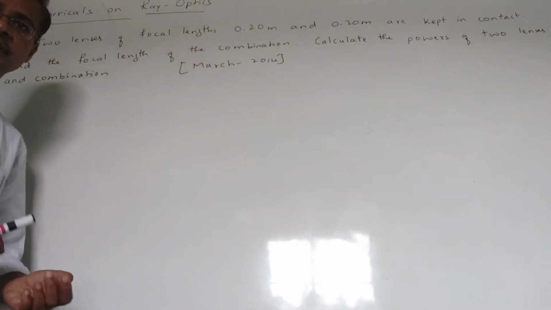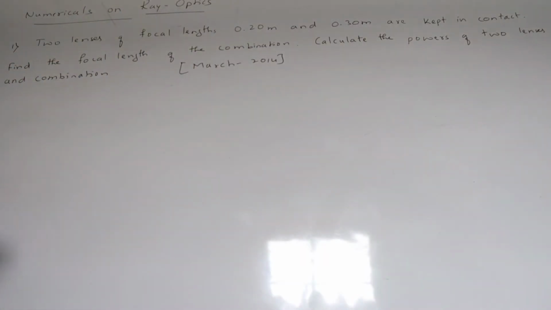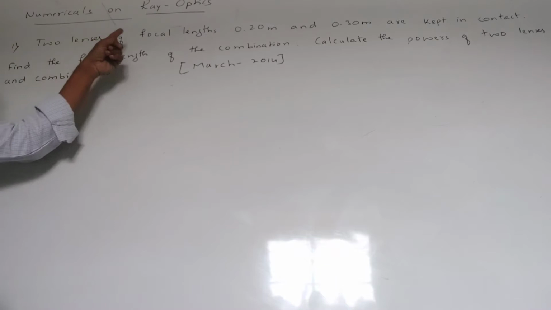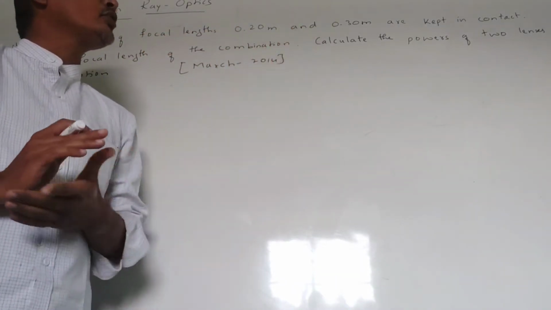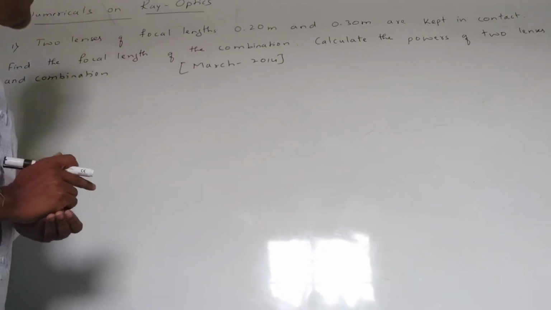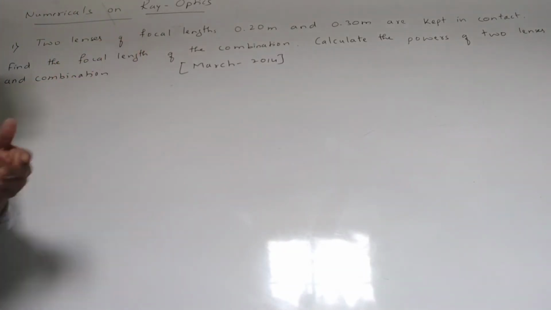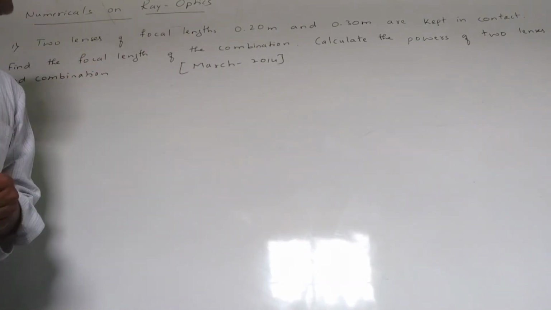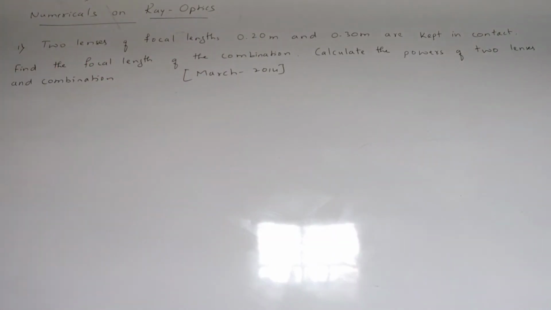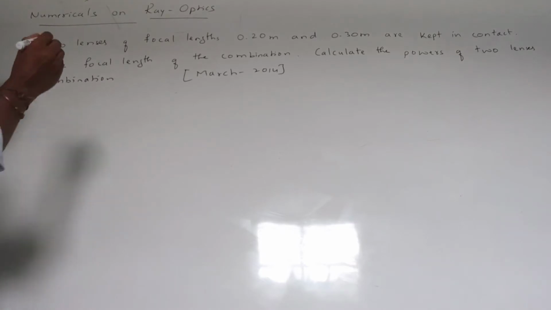Okay, now listen carefully. The question is like this, numericals on ray optics. We are going to see that two lenses of focal length 0.20 meter and 0.30 meter are kept in contact. Find the focal length of the combination. Calculate the power of the two lenses.